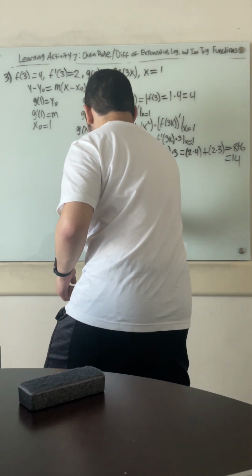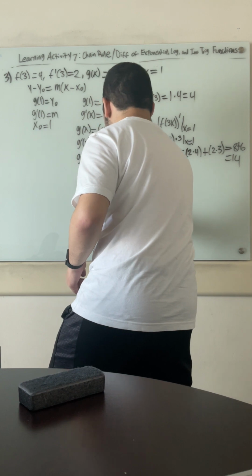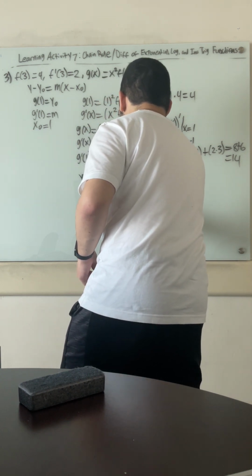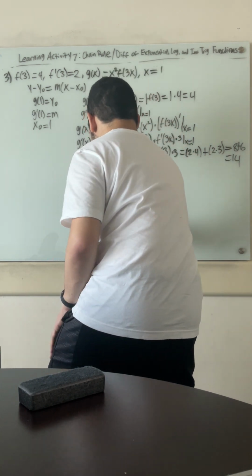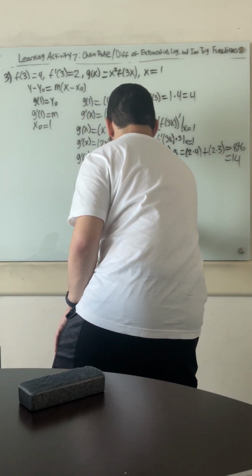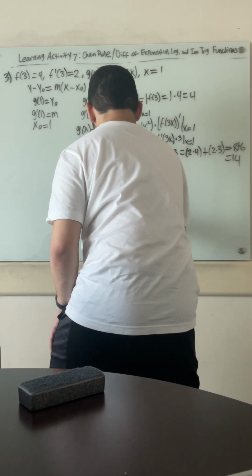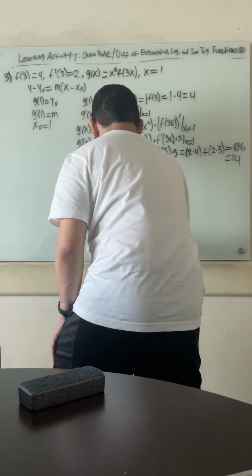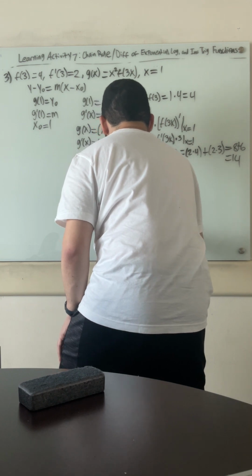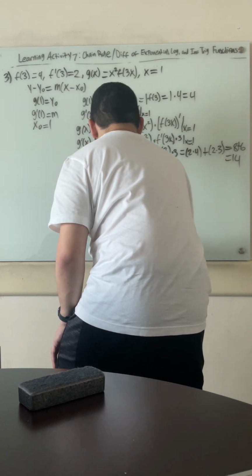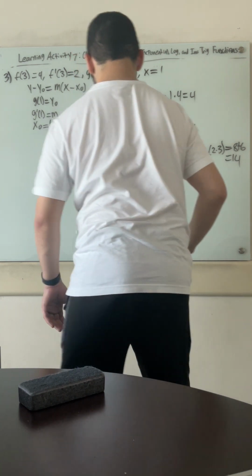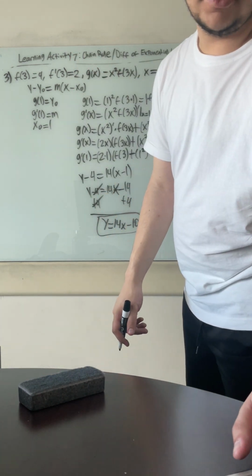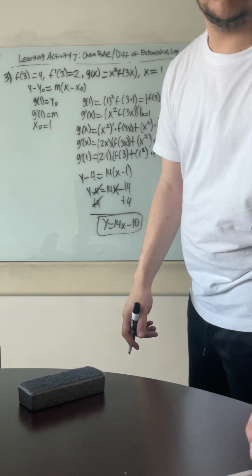So we have y minus 4 is equal to 14x minus 14. To isolate y, we simply add 4 to both sides. So we have y is equal to 14x minus 10. And that's our final answer. And that was number 3. Let's go to number 4.